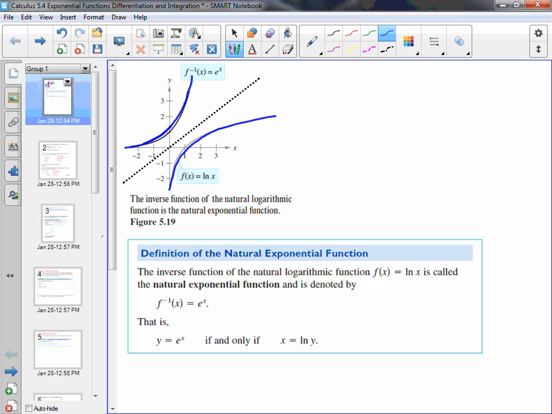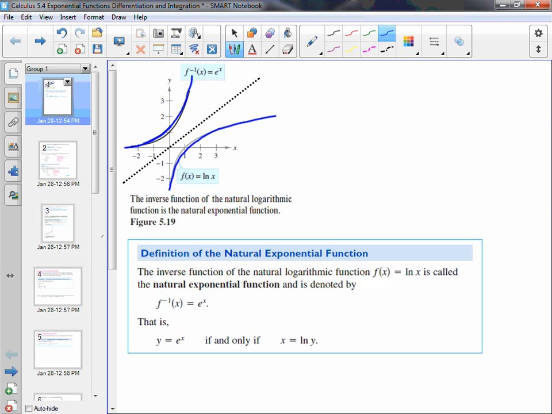Okay? So, the definition: the inverse function of the natural logarithmic function, so f of x equals the natural log of x, is called the natural exponential function and is denoted by f inverse of x equals e to the x. You don't have to call it f inverse of x forever. It's y equals e to the x, or f of x equals e to the x. That is, y equals e to the x if and only if x equals the natural log of y.